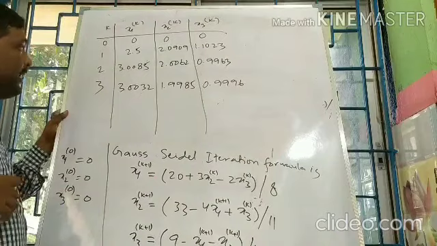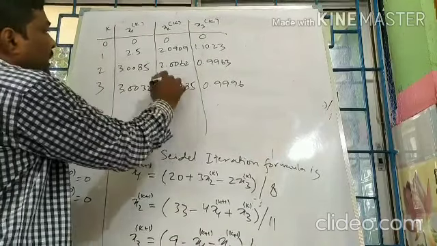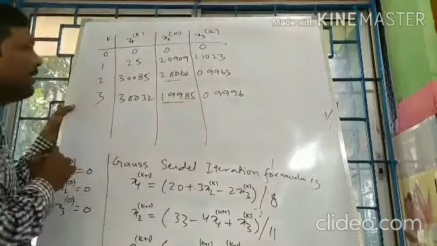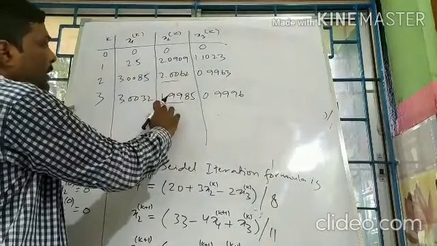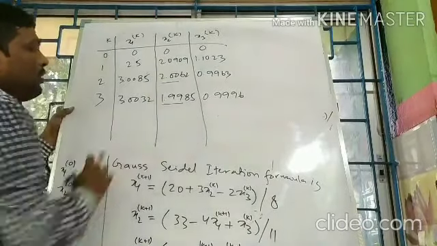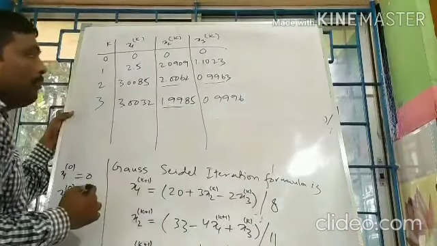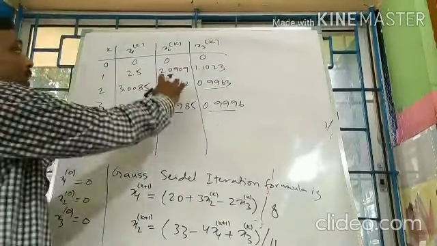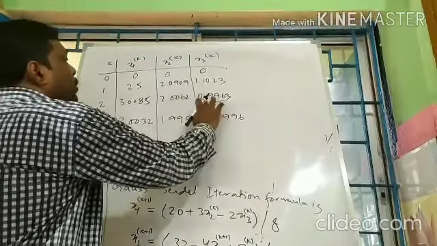See, at iteration number 2 and 3, x2 and x3 are correct up to 3 significant figures. Here it is 2.00, 2.00, correct up to 3 significant figures. Here also 2.00. This is 1.00, 1.00, correct up to 3 significant figures. So x2 and x3 are approximately equal, correct up to 3 significant figures.